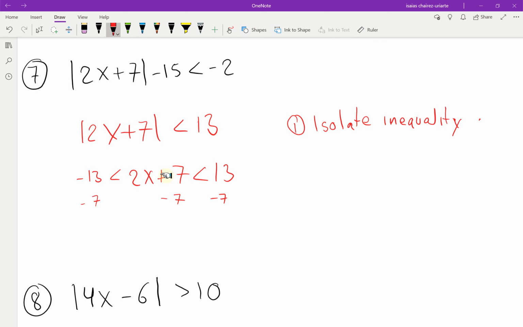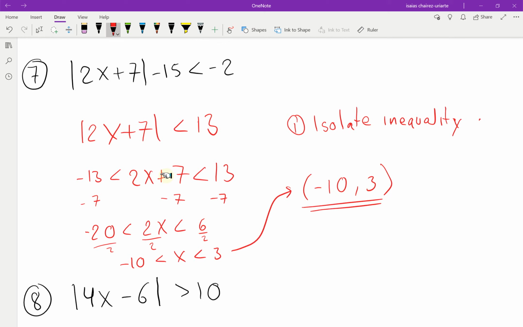Okay, so this is negative 20 less than 2x less than 13 minus 7. 13 minus 7 is 6. Yes. And then let's divide by 2. So that says negative 10 is less than x is less than 3. Now this is good. So then my solution is the interval negative 10 to 3. That's it for that one. Sorry, sometimes you make mistakes.